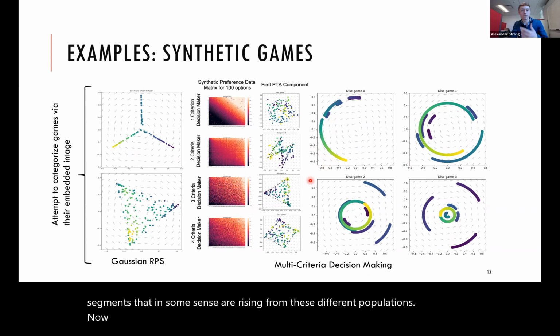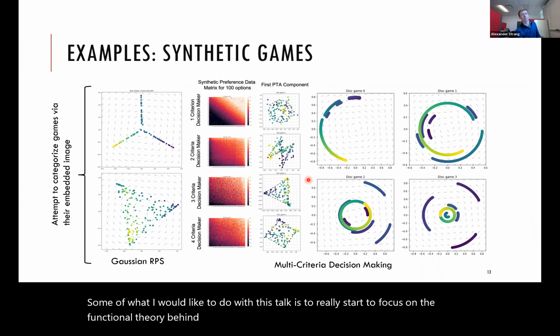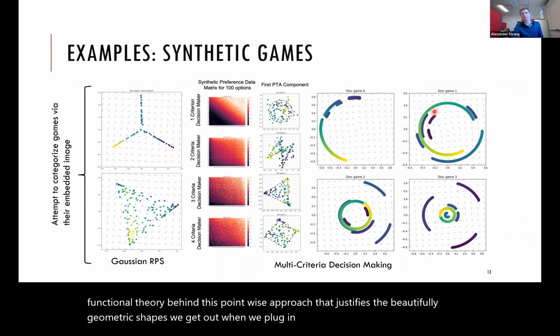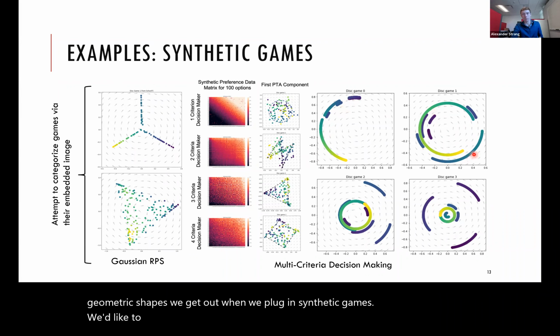Now, some of what I would like to do with this talk is to really start to focus on the functional theory behind this pointwise approach that justifies the beautifully geometric shapes we get out when we plug in synthetic games. Right? We'd like to be able to interpret these structures. What do these semicircles mean?